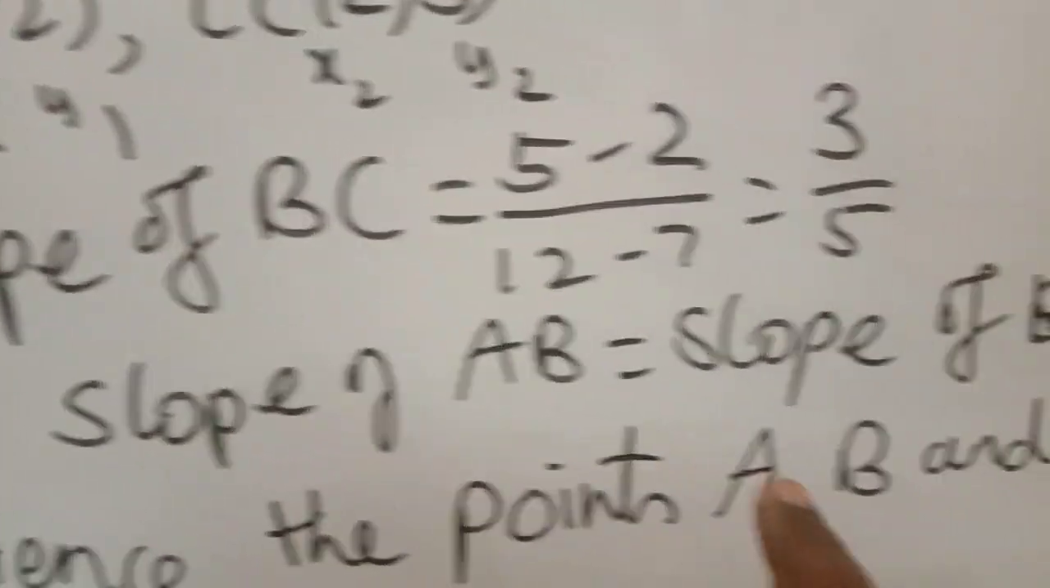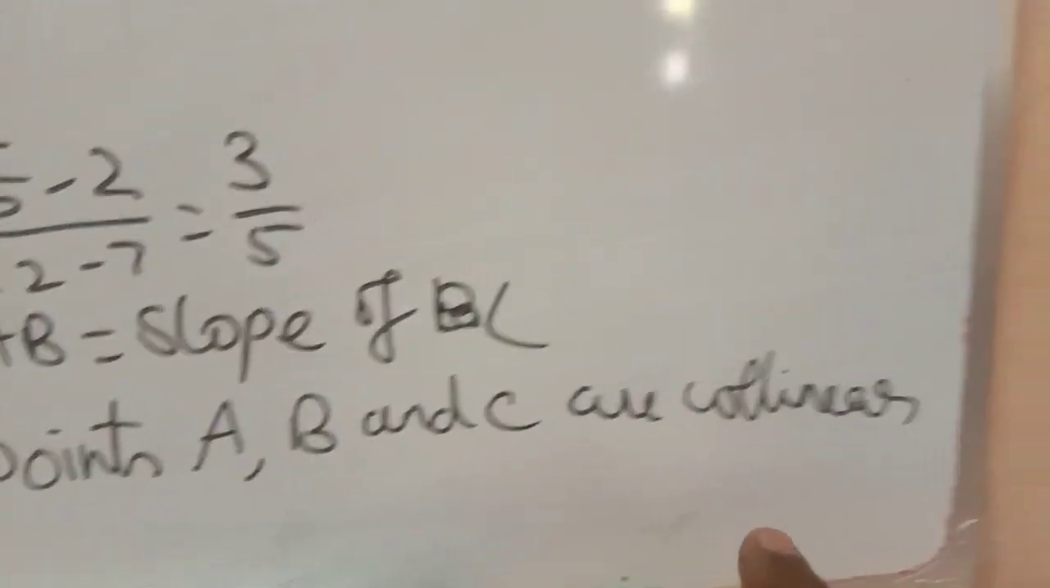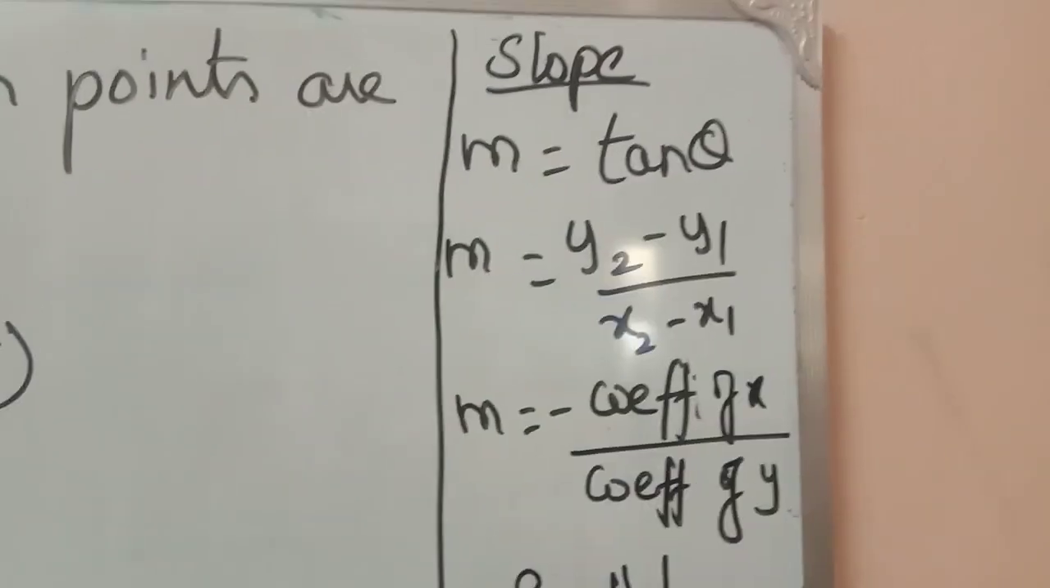So the slope of AB is equal to the slope of BC. Hence the given points A, B and C are collinear. Don't forget to recall all the formulas.